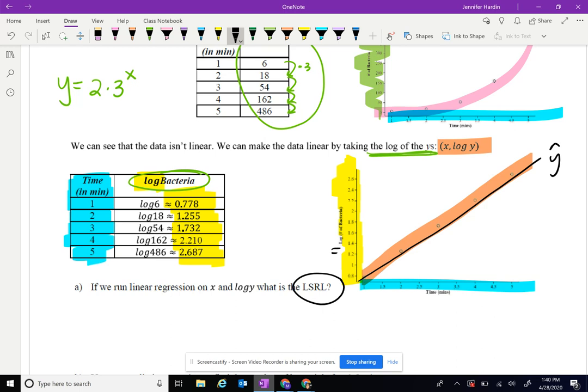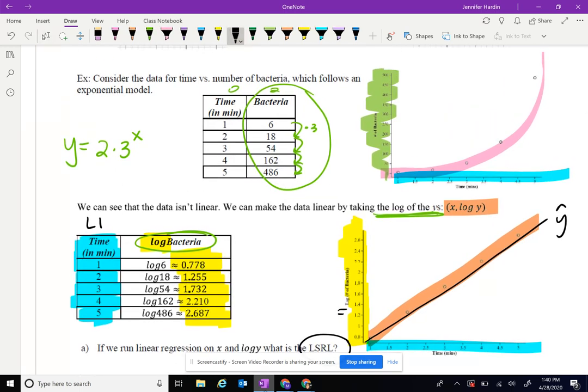Okay. So first step would be to put time in list 1. And then you can put, typically we would have our bacteria already in list 2. And then if we do list 3 is the log of list 2, we could generate all of these numbers there.